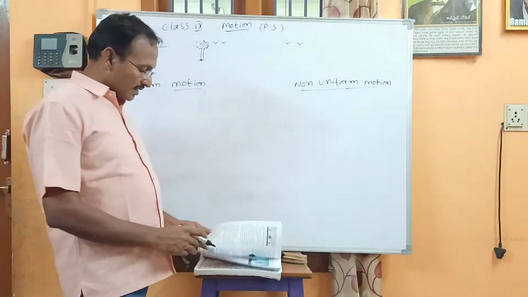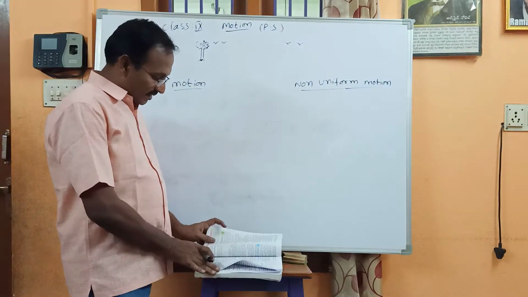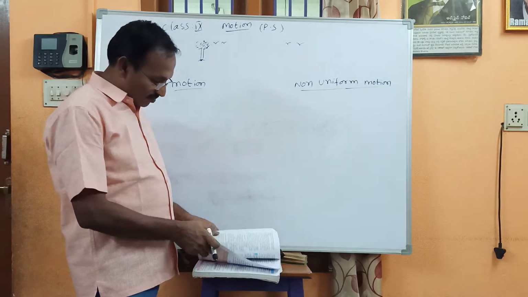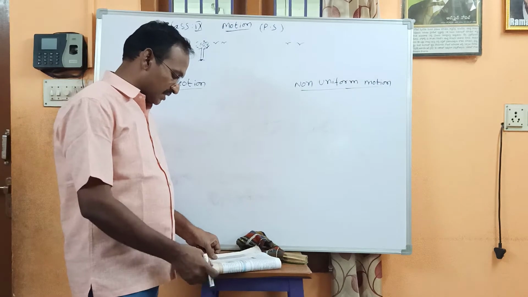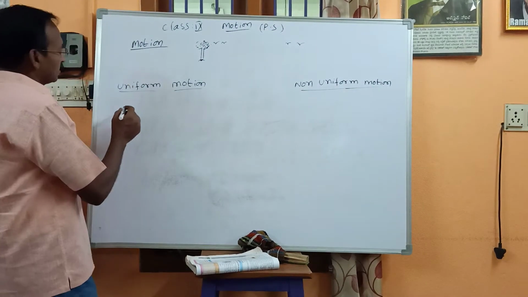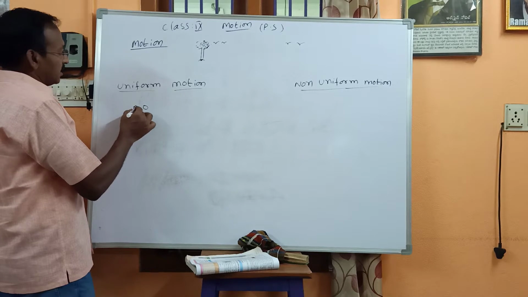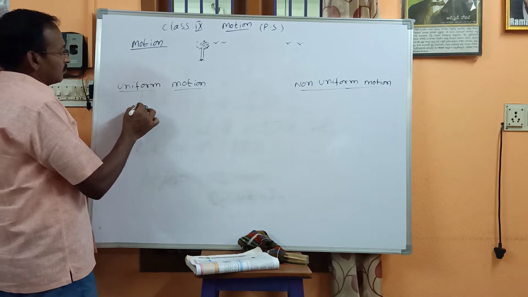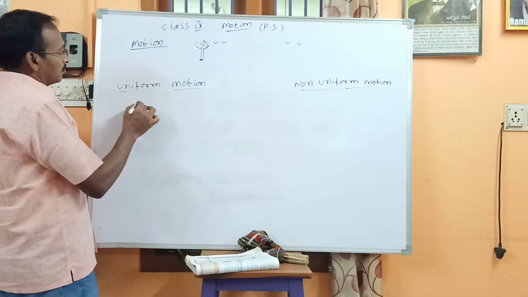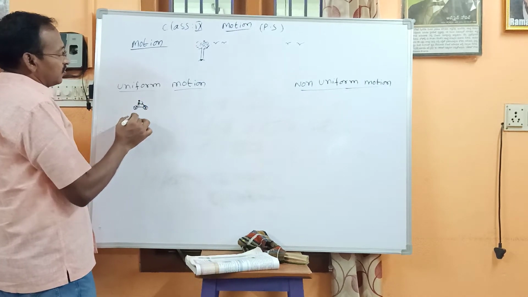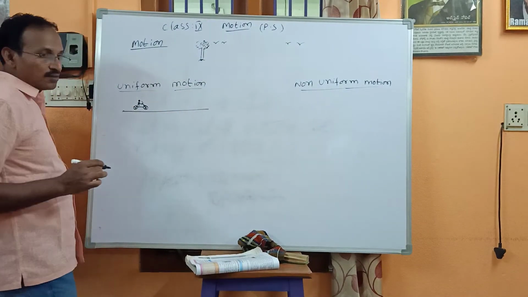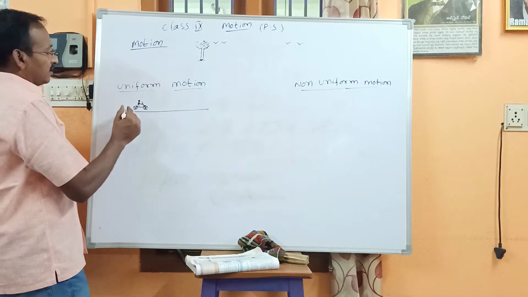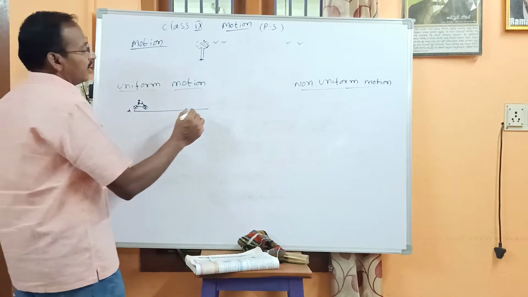Just consider a cyclist. The table is given on page number 8 just for our understanding. The cyclist is moving from this position to this position. He is starting from here, going from A to B.